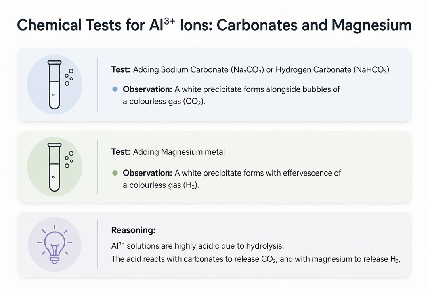This gas is carbon dioxide, generated by the acidic solution reacting with the carbonate. Similarly, if you drop a piece of magnesium metal into the solution, you will observe a white precipitate and effervescence. In this case, the gas is hydrogen, produced as the magnesium reacts with the acidic environment.